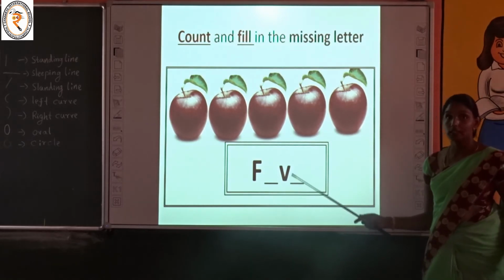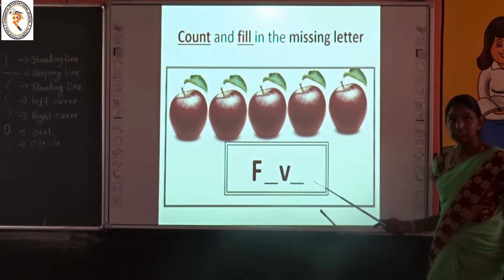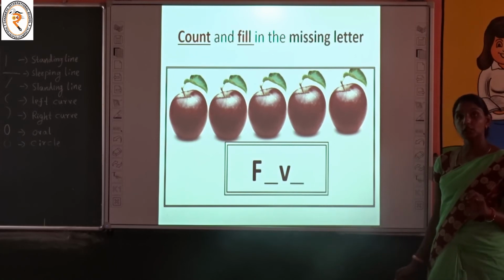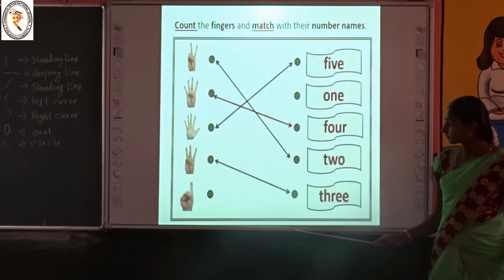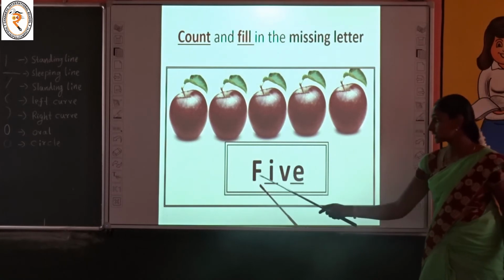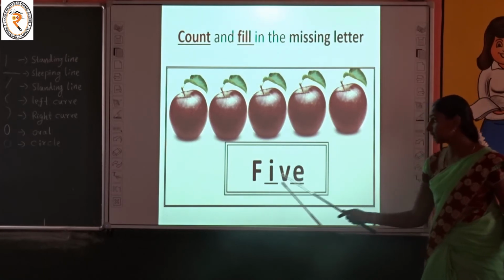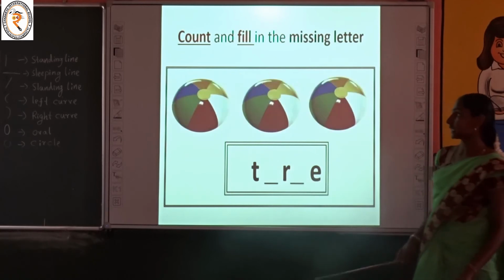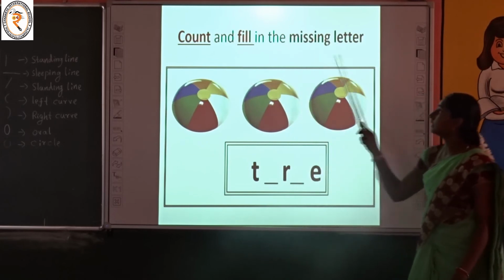Can you spell the number name 5 and fill the missing letters? Are you ready? Yes. What is the spelling of number name 5? F-I-V-E. Very good. F-I-V-E. Super, children. Very good. Move on to the next activity. Count and fill in the missing letters.